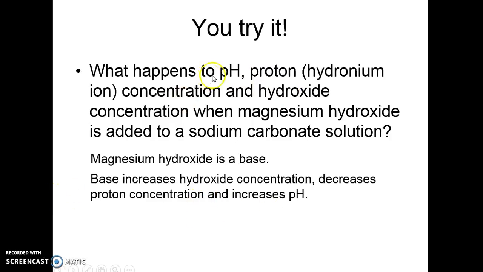So just keep that in mind. When you add anything that's a hydroxide, you're adding base. Proton concentration goes down, hydroxide concentration goes up, and your pH increases also.